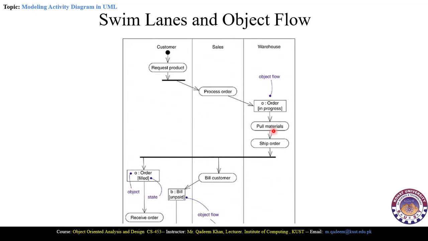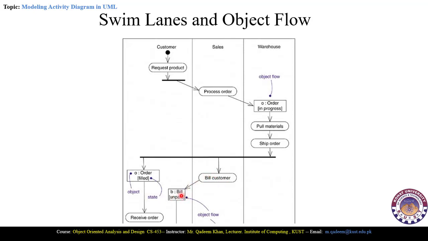from the warehouse, the material requested by the customer will be pulled, and then the order will be shipped to the customer according to his or her address. Then here you can see that two parallel activities will be performed. So this is the merging of the activities. Here the order will be filled and a customer bill will be provided to the customers. So bill customers means that the bill will be provided to the customers.